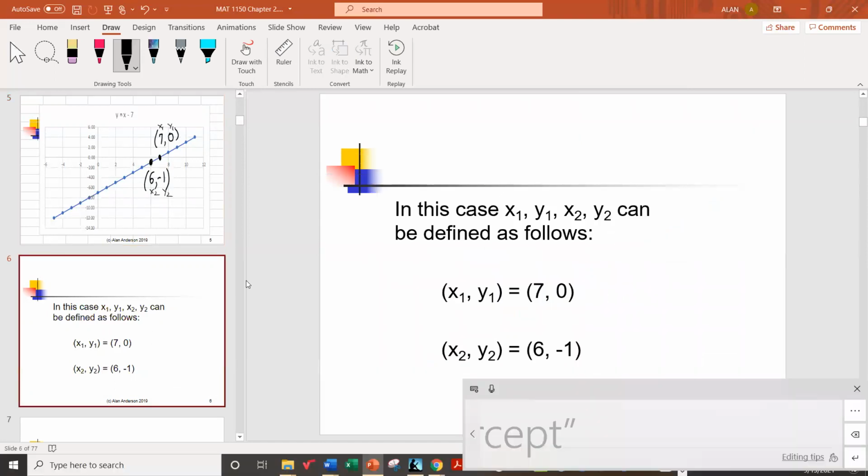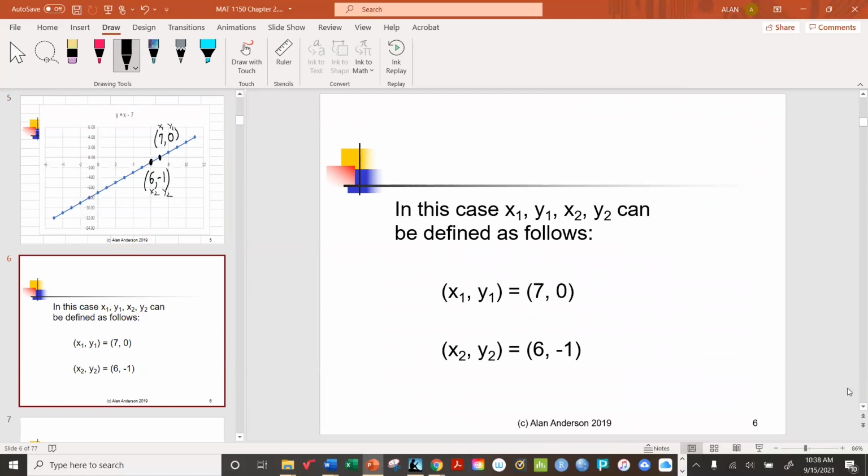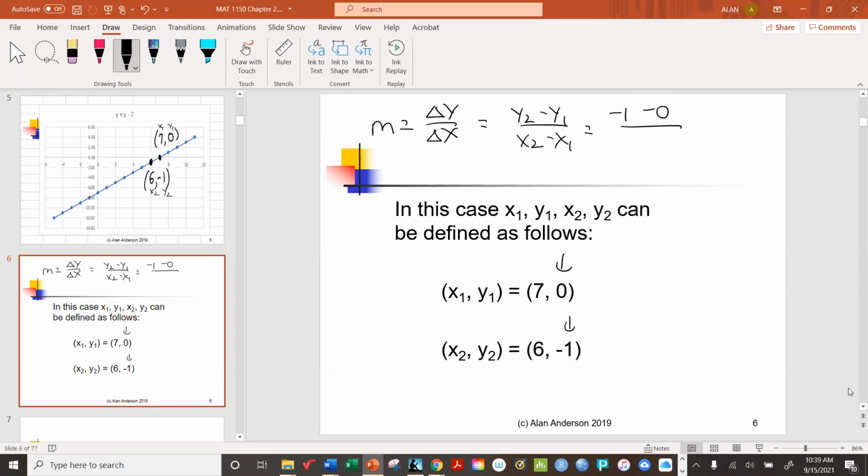So let's say that's the case. So how would you calculate the slope? So again, y2 minus y1, x2 minus x1. And so y2 is this one. This is y1. x2 is here. And here's the x1. So we've got minus 1 over minus 1. What do you know? It turned out to be 1.